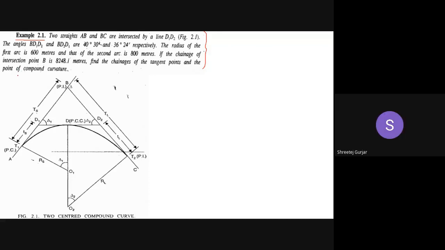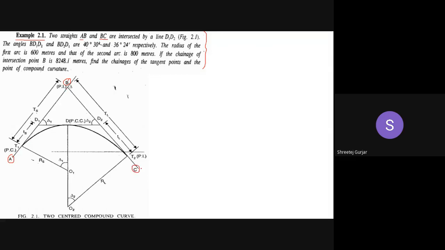Visible, okay. So here we have two straights AB and BC. You can see AB here, AB and BC, that is what is called a straight. That is what is the tangent.